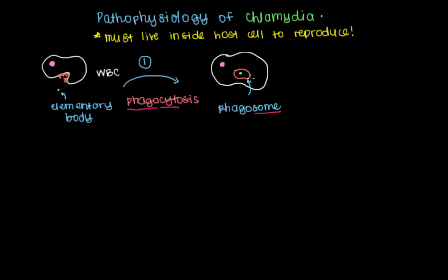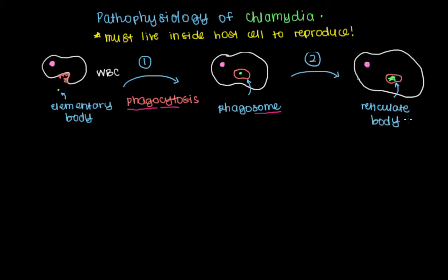Now, once the chlamydia elementary body is within the white blood cell, it's game time. It uses whatever nutrients it has within this dinky little dot. And let me just redraw the white blood cell right here. This dinky little dot will convert from an elementary body to this guy that looks like a star. And because it looks like a star, scientists refer to this as a reticulate body. Reticulate just means a star.